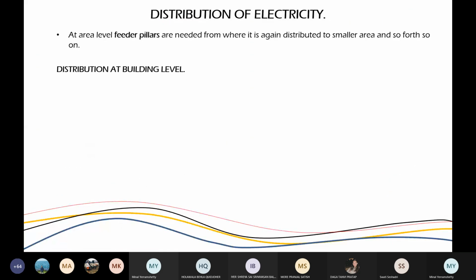Okay, now coming to the neighborhood level. Now here, this is our arena. Okay, now architects come into the picture. How do you do distribution at building level? So you might have seen right outside our building, apna KRVI, there are these few red boxes.